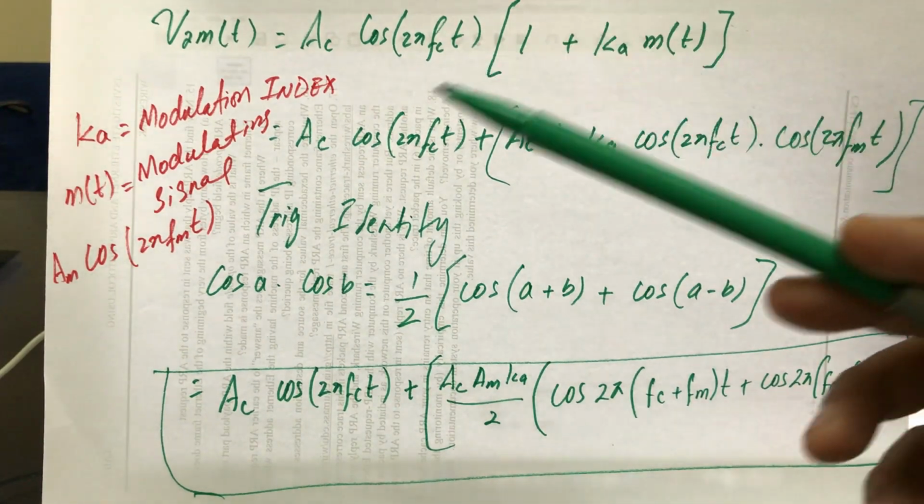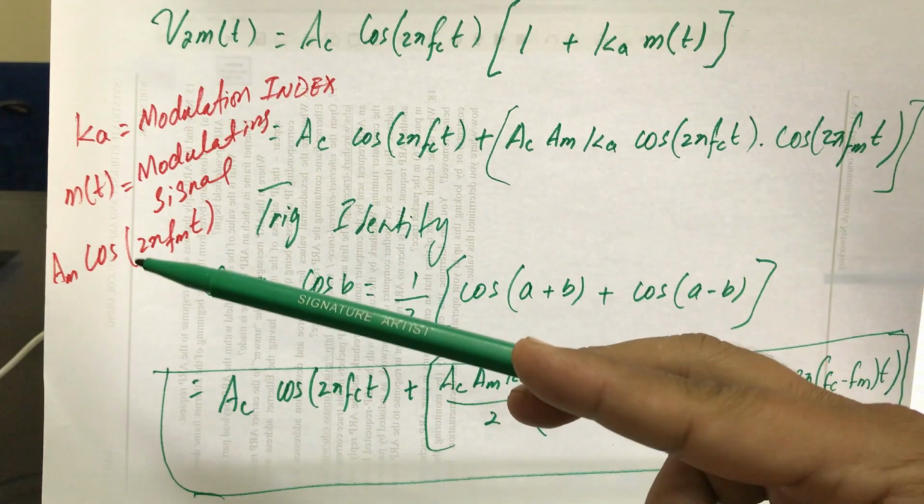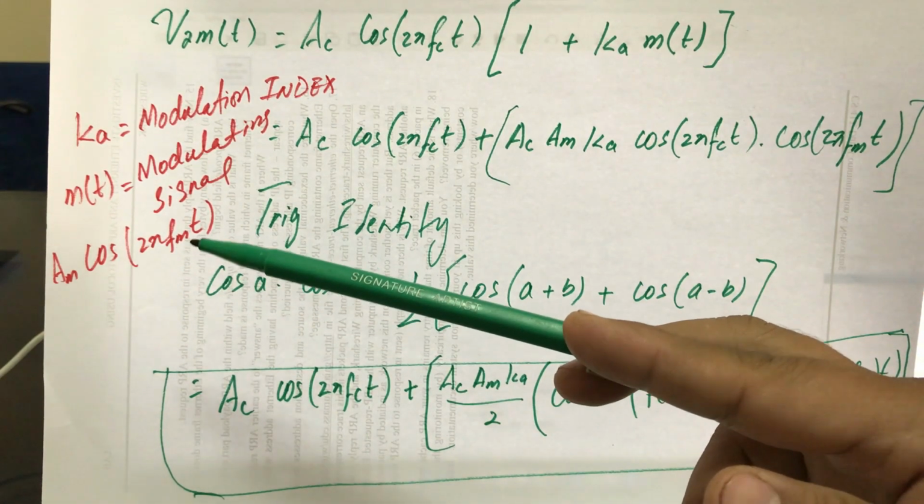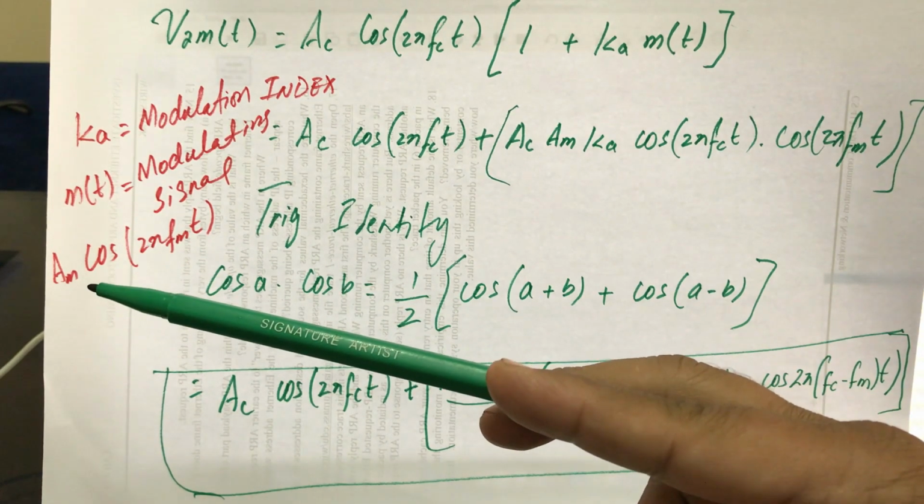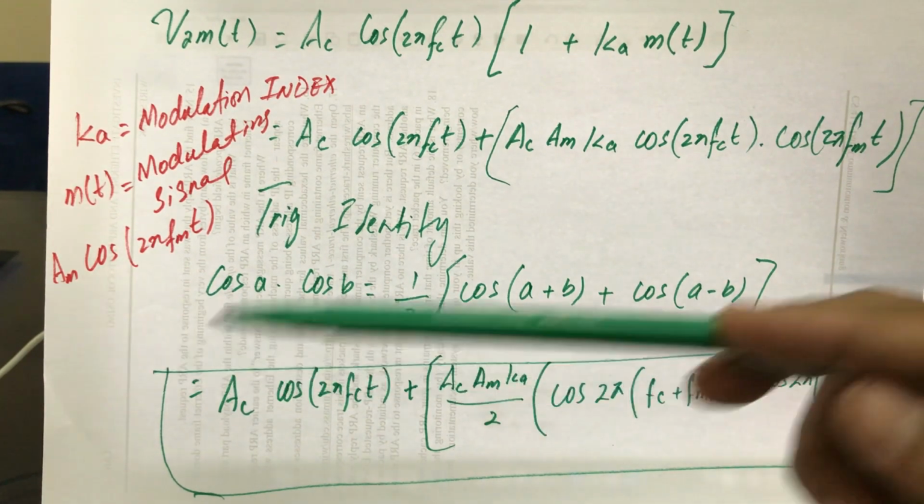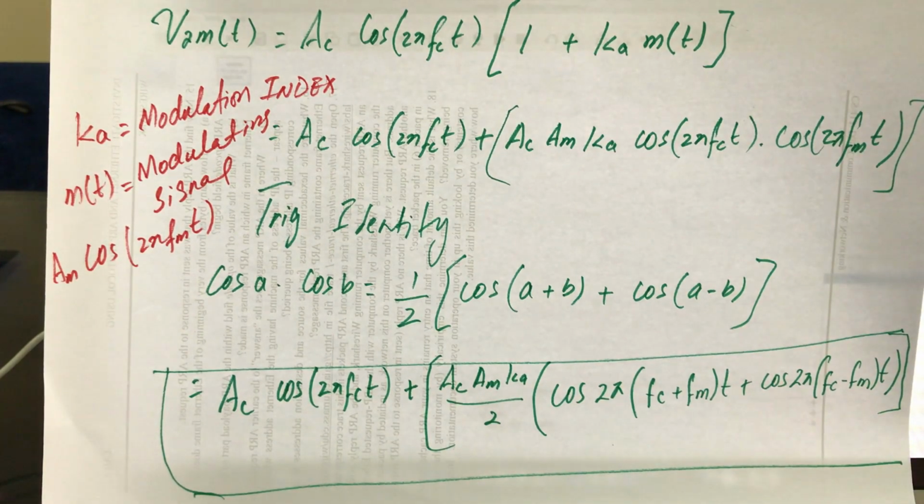m(t) is your modulating signal, which is your information signal, and that is given as Am cos 2 pi fm t. It has some modulating frequency fm and some amplitude Am. And this Ka factor is actually the modulation index, and the modulation index basically defines the depth of your modulation. So this value can be anywhere from 0 to anything more than 0.